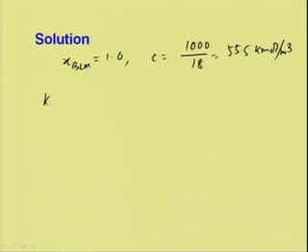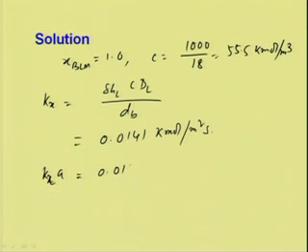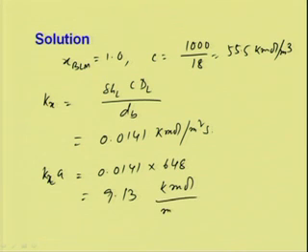Now, Kx we can calculate as Sherwood number C dL by dB. So, substituting the values, it will be 0.0141 kmol per meter square second. So, Kx a, the volumetric mass transfer coefficient, will be 0.0141 into 648, which is equal to 9.13 kmol per meter cube second.